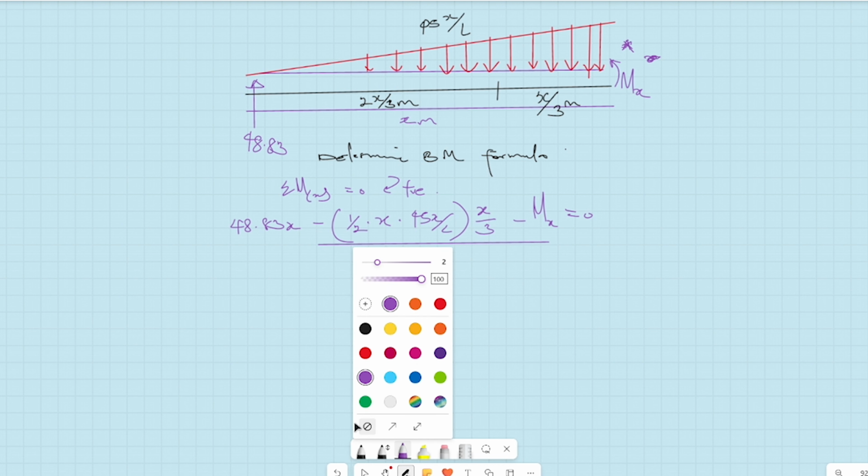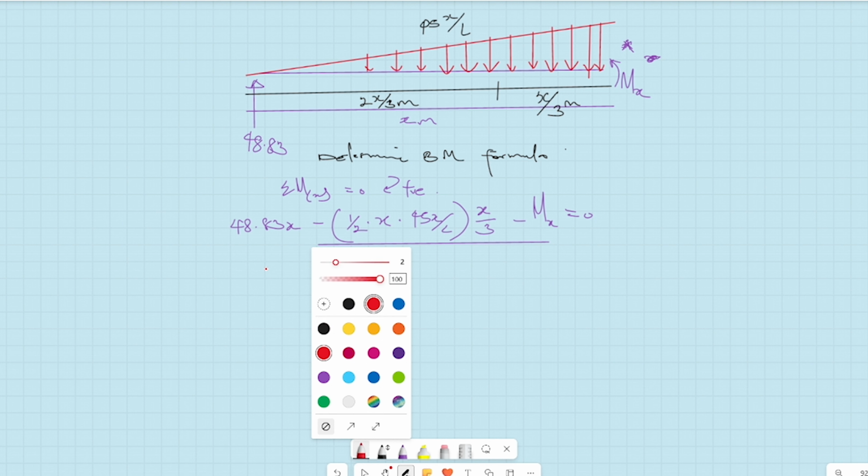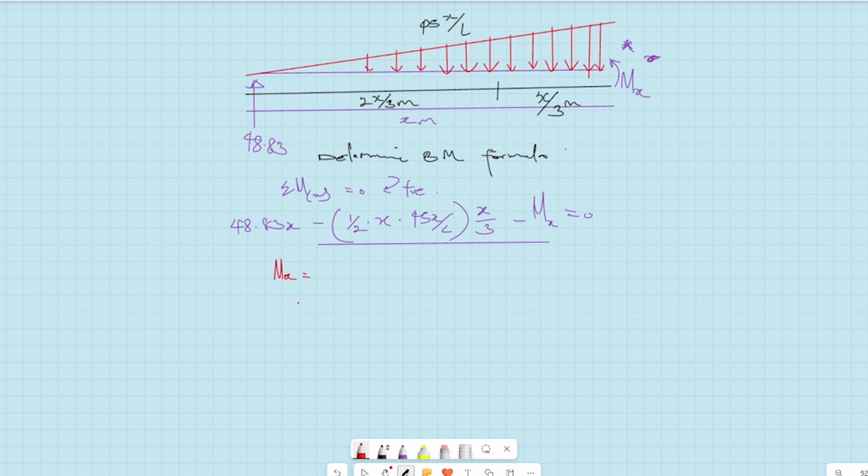let me use another pen color for this. So you have our Mx to be equal to 48.83x. Am I right? Yes, minus 7.5x cubed over L. This is the bending moment formula that we will use to find the bending moment value at different x positions of the beam. Then we are going to use the one that is maximum as our design moment.